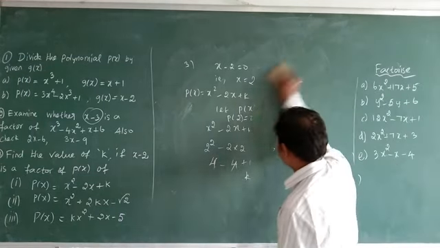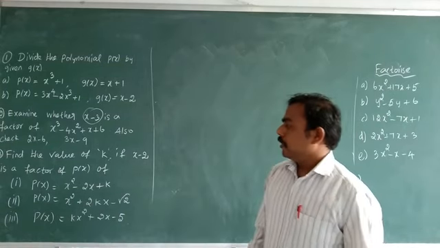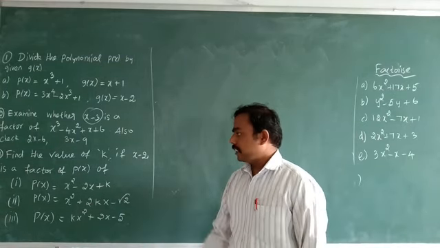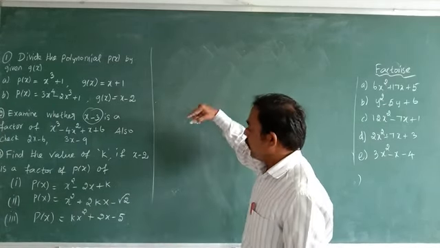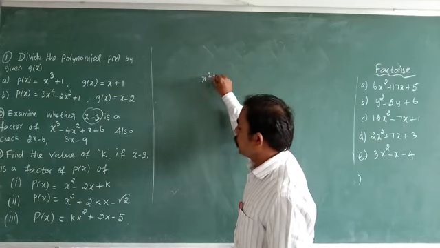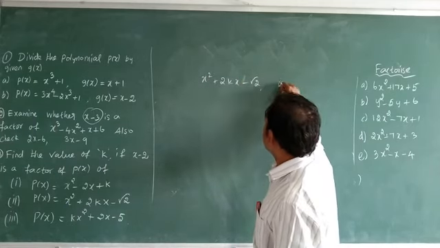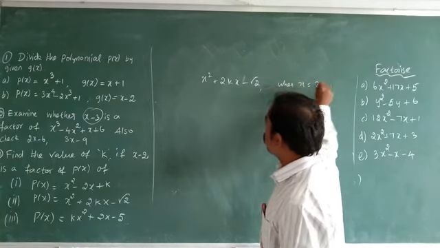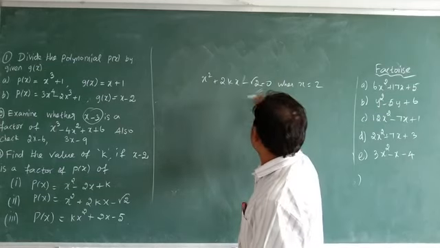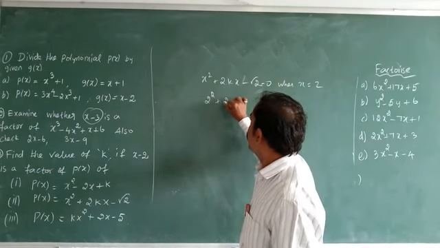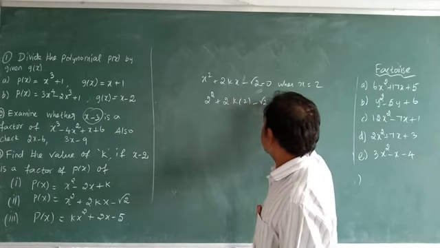Okay, next problem. For that we need to check whether x minus 2 is a factor, then what is the value of k? So it means p of x equal to 0, that is x squared plus 2kx minus 2 root 2 equal to 0 when x is equal to 2. Substitute x equal to 2. Like that we need to consider. So 2 squared plus 2k into 2 minus root 2 equal to 0.